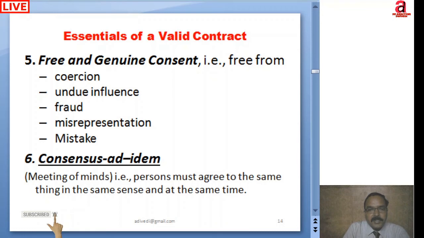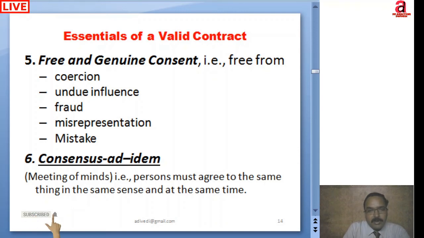Next point is free and genuine consent, that is, free from these 5 points. Number one is coercion, next point is undue influence, third point is fraud, fourth is misrepresentation, and mistake. Coercion means threatening. If any person threatens at gunpoint and gets a consent, that is not a free consent. Undue influence from any spiritual guru or lawyer or doctor, who influence the other party and get consent, that is not a free and genuine consent.